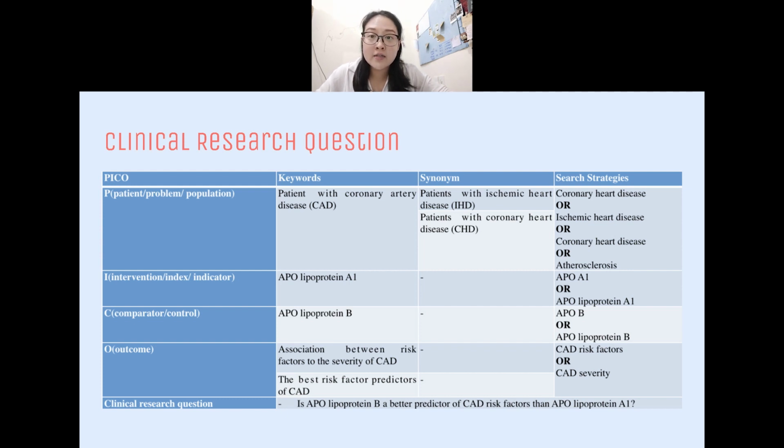Clinical research questions made based on the PICO: is apolipoprotein B a better predictor of CAD risk factors than apolipoprotein A1? And the second question is, what is the association between apolipoprotein B and apolipoprotein A1 as predictors for CAD and the severity of CAD incidence?